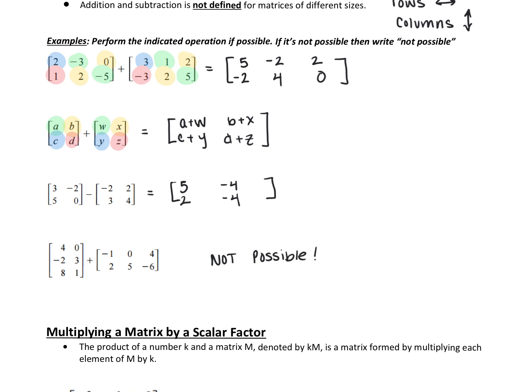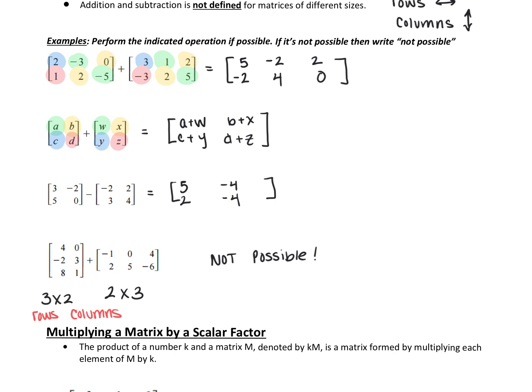The reason why is because this we call a 3 by 2 matrix: 3 rows, rows come first, so 3 rows by 2 columns. And then this is a 2 row by 3 column matrix. They're not the same, so we're not able to do that. Feel free to write that rows come first, then columns.